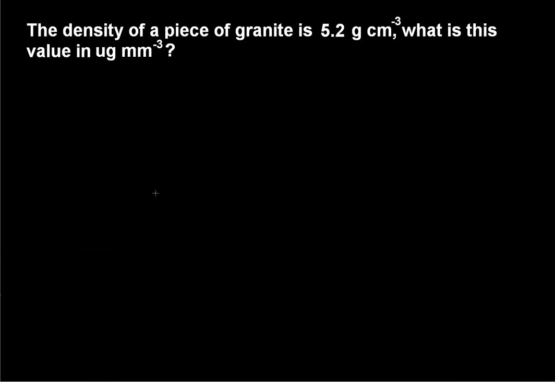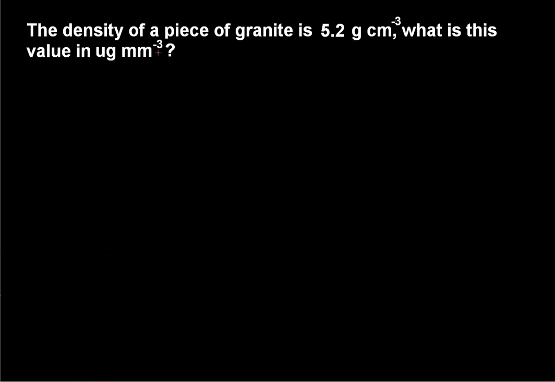Hi everyone, and welcome back to what should hopefully be the last part of my presentation on unit conversions. This time we're just going to do pretty much the same as before, but for a different piece of ground. The density is 5.2 grams per centimetre cubed to micrograms per millimetre to the minus 3.